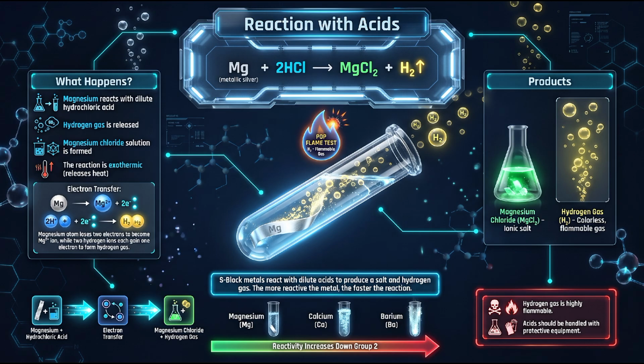The image also highlights an important laboratory test called the pop test. If a burning wooden splint is brought close to the mouth of the test tube containing hydrogen gas, the gas burns rapidly with a characteristic pop sound. This pop sound confirms the presence of hydrogen gas. Because of this property, the pop test is commonly used in laboratories as a simple identification test for hydrogen.